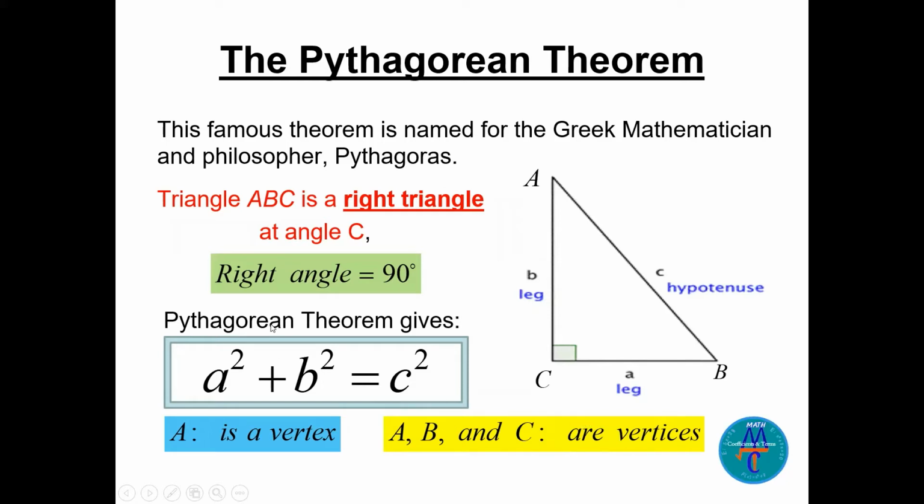Now, the Pythagorean theorem says a squared plus b squared is equal to c squared, which means the sum of the squares of the shorter sides. So you take the shorter sides, a and b, you square each one, then you add. So the sum of the squares of the shorter sides is equal to the square of the longest, which we call the hypotenuse. Now the hypotenuse will be the longest side facing the 90 degrees.